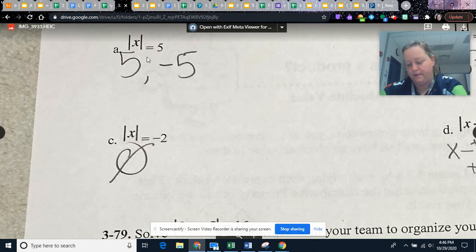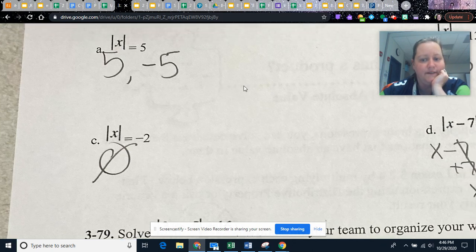So remember, absolute value means the distance away from 0. So the absolute value of x could either be a 5 or a negative 5.